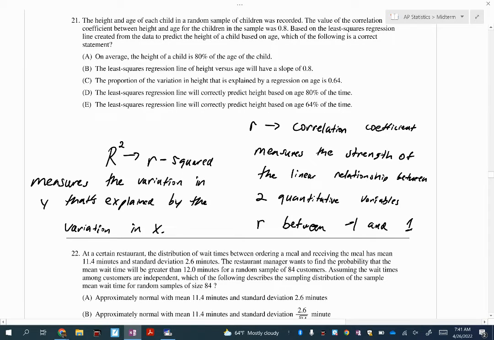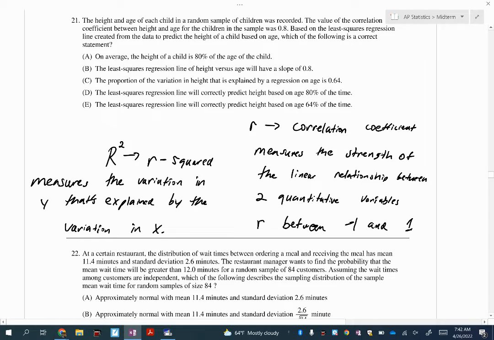Again, I cannot guarantee this in a few weeks, but as you can see with this question, they're going to ask you something about R squared. If you don't know that R squared measures the change in your Y that's explained by the change in your X, then you'll get that question wrong. That's okay, it's just one question.